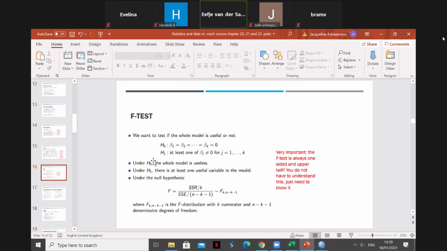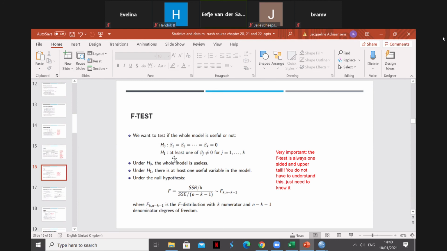And of course, under H0, the model is useless. Because if they're all 0, then y doesn't change when x changes. So the model really is useless. And under H1, at least one of them is not 0, then the model is useful, because then y will change if one of the x's changes. Maybe all of them are useful, maybe only one. But the model is useful if at least one of them is useful.